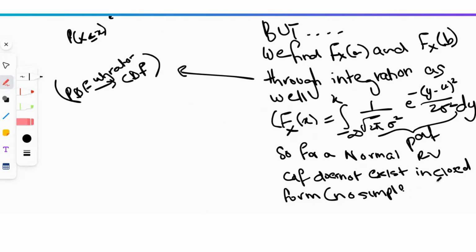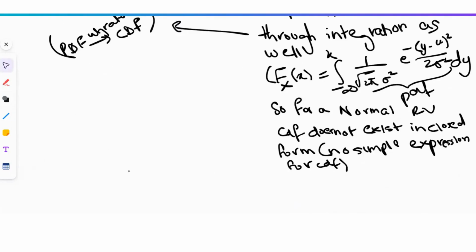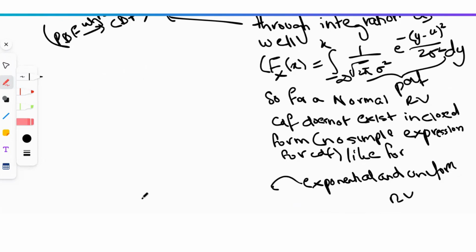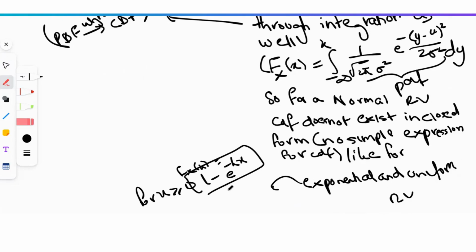We don't have a simple expression for the CDF where I could just plug in a and plug in b, because to find this expression we would need to integrate, and we can't integrate this PDF directly. No simple expression for the CDF, like we have for exponential and uniform random variables, which are other common types of continuous random variables. For exponential, for x greater than or equal to 0, we have 1 minus e to the minus lambda x. This is F_X(x). We have this nice simple expression for the CDF.